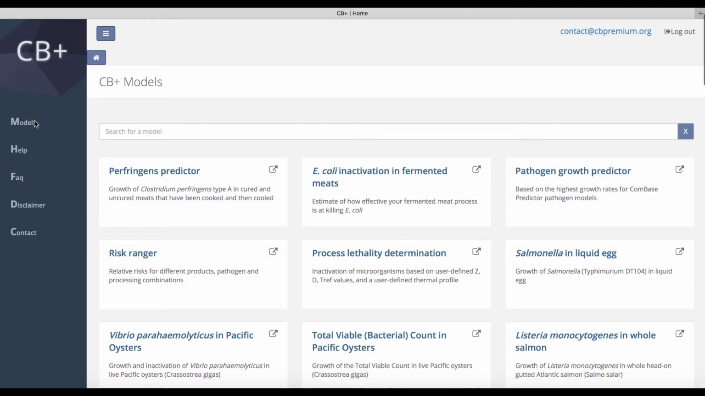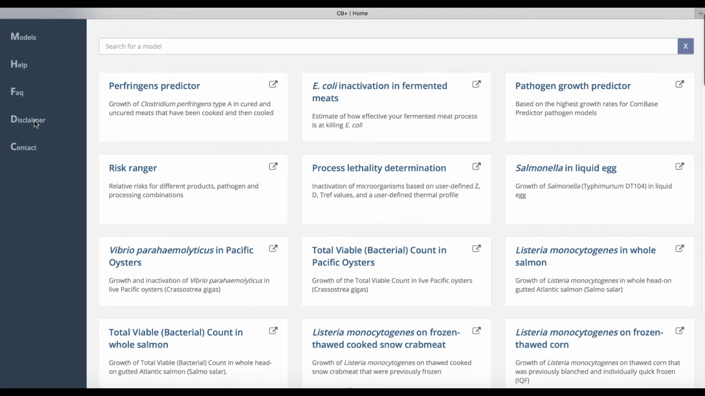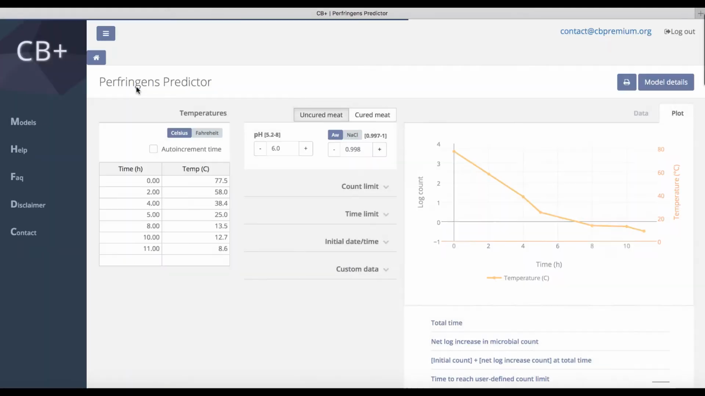While the majority of CB Premium models have the same structure as the model that we just reviewed, some popular CB Premium models have a different format. These are the Perfringens predictor, the E. coli inactivation in fermented meats model, the pathogen growth predictor, Risk Ranger, and an interface for process lethality calculation. Let's briefly examine these models, starting with the Perfringens predictor.